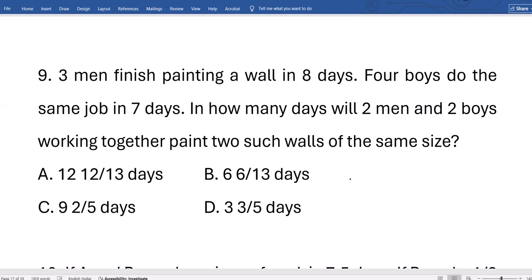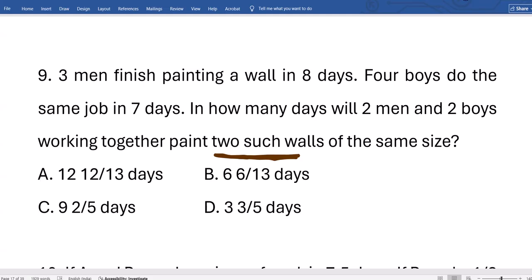See, very important is this. Two walls, not one. Previously, one wall. Now, two people together, they have to complete two walls. Double level. Very good question. Maybe if you got 6 by 13 for one, two walls means 12 by 13 should be the answer. Double. More walls, more work. More work, more time taken, obviously.